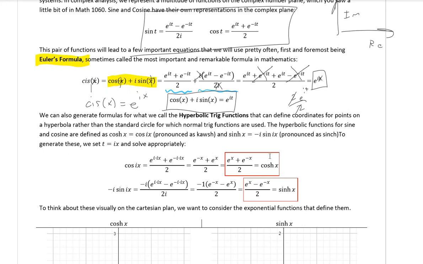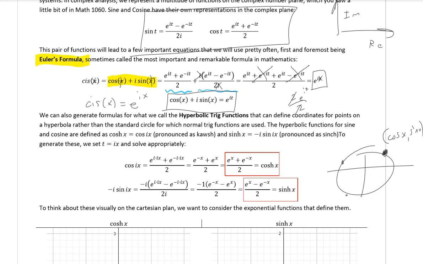These are trig functions that help define coordinates for a hyperbola rather than a circle. Now, if you remember back in 1060, sine and cosine are supposed to represent the y and x coordinates respectively for a circle. So if you have a circle on an xy plane, then this coordinate here is defined by cosine of whatever the x value is and sine of whatever the x value is. So that's how we would define that point there. And the same thing for any other point on the circle.